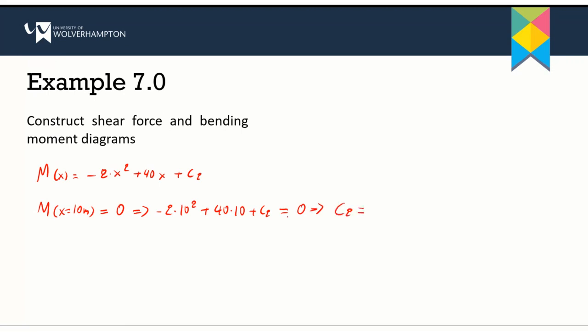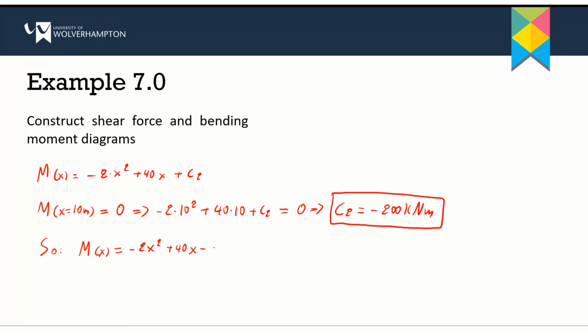C2 is 2 times 10 squared is 200. 40 times 10 is 400. So the sum over here is 200. So C2 is minus 200 kilonewton meters. So M as a function of X will be minus 2X squared plus 40X minus 200. And the result will be in kilonewton meters, provided that X is given in meters.